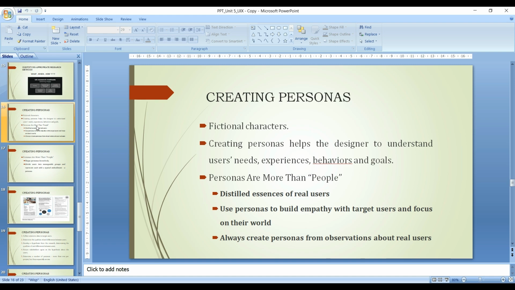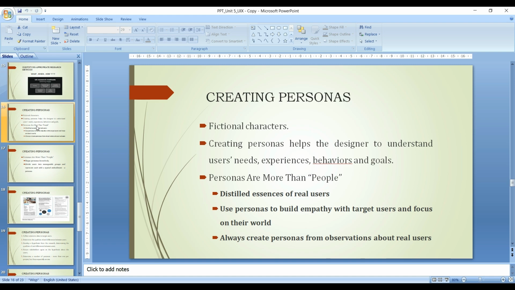So the document should speak about you. That's what is called creating a persona. It should have the distilled essence of real users. The essence should be there. It should not have "I study there, I study here, I know this, I know that, I will not do this, not like that." It should have the essence of our real feelings in the persona.